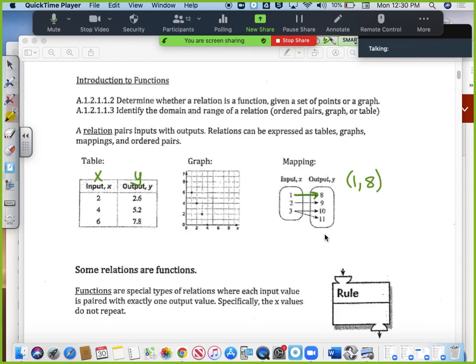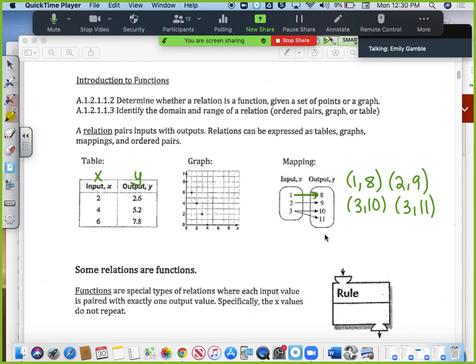So the first ordered pair we have is 1, 8. What would the second ordered pair be? Aiden? 2, 9. Yep, 2, 9. And then what's the next one? Aiden? 3, 10. Yep, 3, 10. And then 3, 11. Exactly. Perfect. Thank you so much.